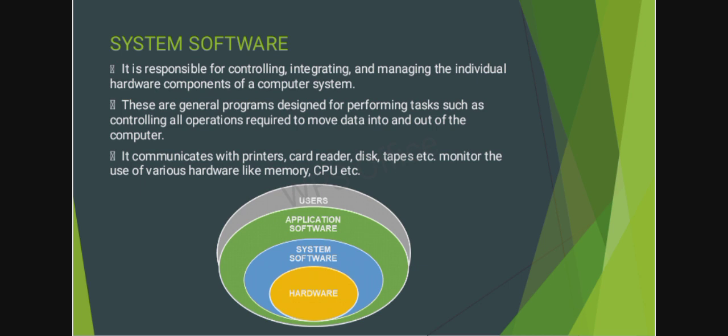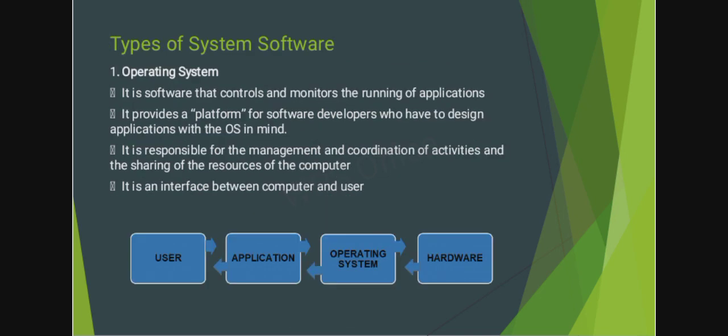Next is application software, or app for short. It is software that performs a specific task for an end user. Examples of these are Microsoft Word or Excel, or common web browsers such as Firefox or Google Chrome. Types of system software.